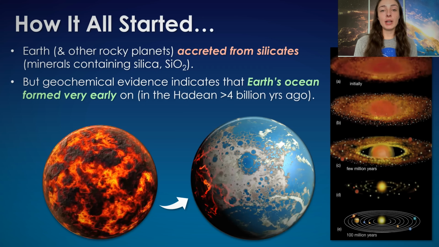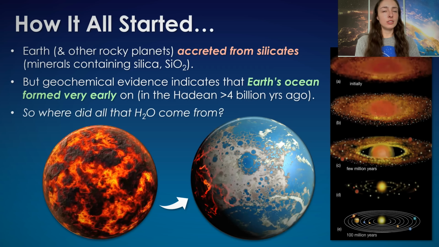But geochemical evidence does suggest that Earth's ocean formed very early in Earth's history. So it's not like it was water that accumulated from impacts over 4 billion years. It was pretty much there and pretty much done accumulating for the most part by 4 billion years ago. So where did all this early water come from?